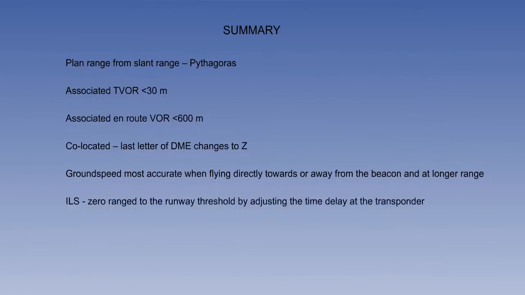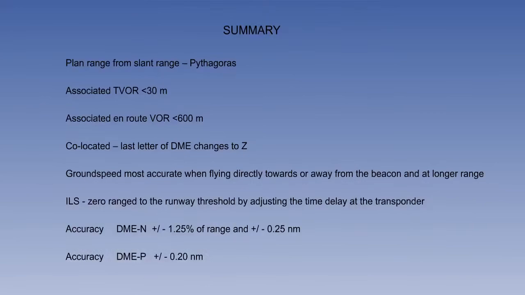DMEs associated with ILS installations are zero-ranged to the runway threshold by adjusting the time delay at the transponder. The accuracy for a DME N is plus or minus 0.25 of a nautical mile, or 1.25% of range, whichever is the greater. The accuracy for a DME P is plus or minus 0.20 of a nautical mile. This concludes the lesson on DME.